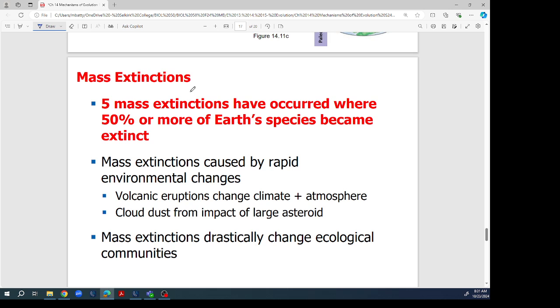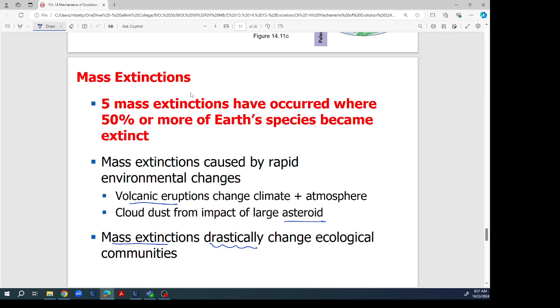The other thing is mass extinctions. These might be volcanic eruptions. They might be asteroids hitting the Earth. Someone else in class talked about nuclear war. You don't have to look too far into plots of movies or video games to find this idea that these mass extinctions can really drastically change a population and ecological communities. And in these mass extinctions, they really open up the opportunities for new species to evolve.